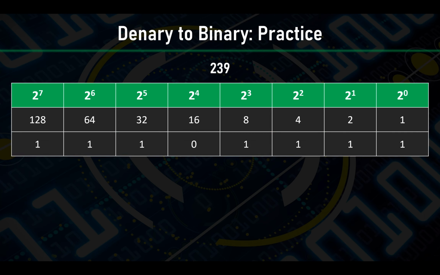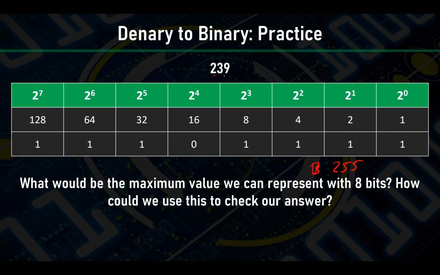And there's actually a quicker way we can do this. Because the maximum value we can represent with 8 bits is 255, we can check our answer: 239 is 16 less than 255. In effect, 255 minus 239 equals 16. Therefore, all of the bits have to be set except for this one here, since it's 16 less.